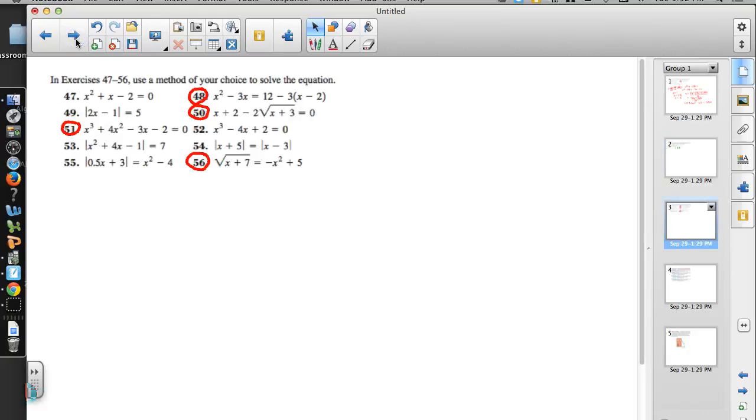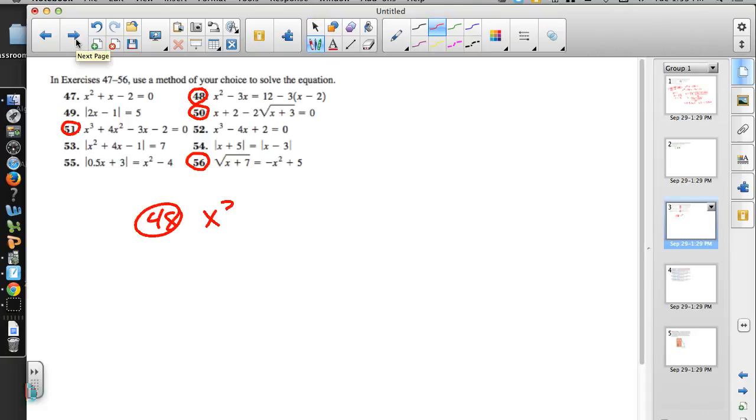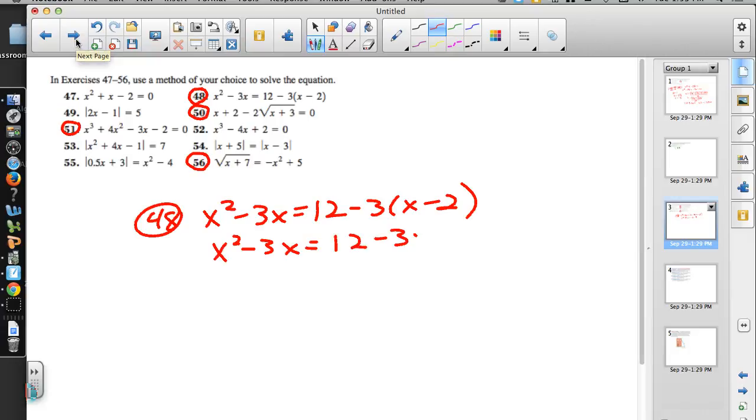All right, now these say use a method of your choice to solve the problem. So 48: x squared minus 3x equals 12 minus 3 times the quantity x minus 2. Well, let's distribute, let's get it all over on one side, and let's see what we're dealing with here. So be careful distributing that negative 3. You don't want to lose track of your signs. X squared minus 3x equals negative 3x plus 18.